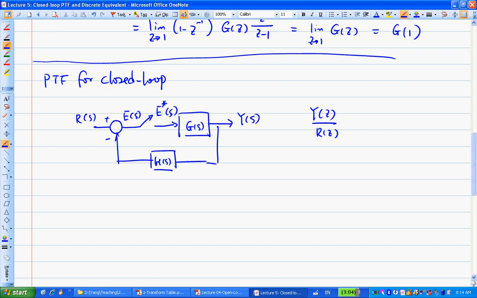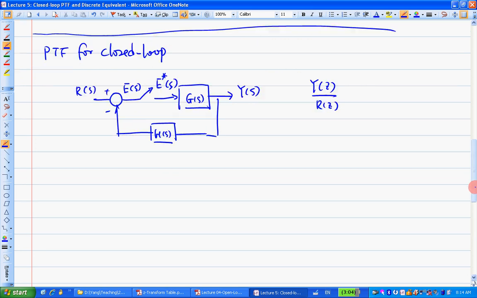Actually, every digital control system is a sampled data system, because ultimately your digital control signal is going to be fed to the continuous plant. So you always have a continuous plant in the system.